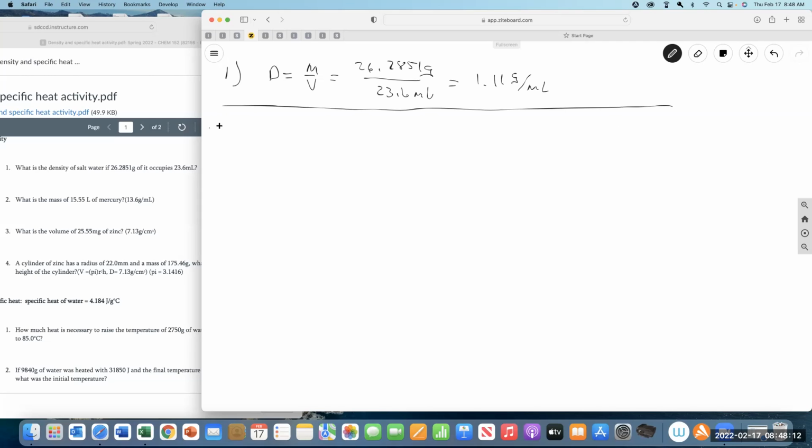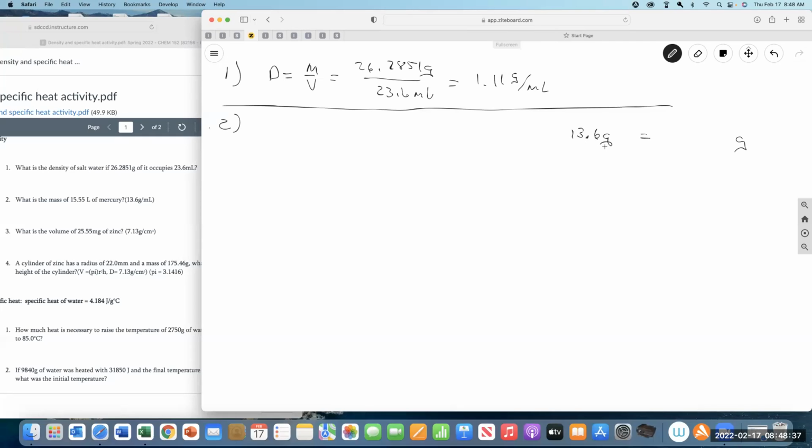All right, number 2 says, what is the mass? I'm not going to rewrite the question. So we want to find the mass. And if you look at the question, we have liters, we have grams, we have milliliters. So we want to get a unit of mass. So mass is going to be in grams. Any unit of mass would be fine, but since we have one in the problem, let's do that.